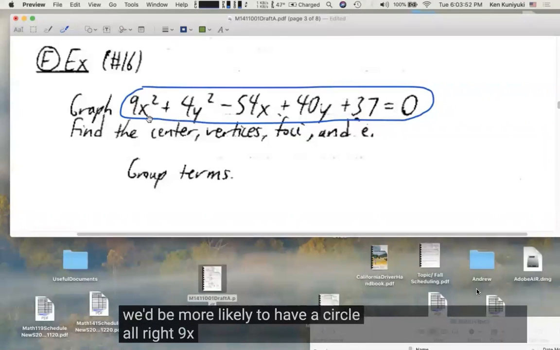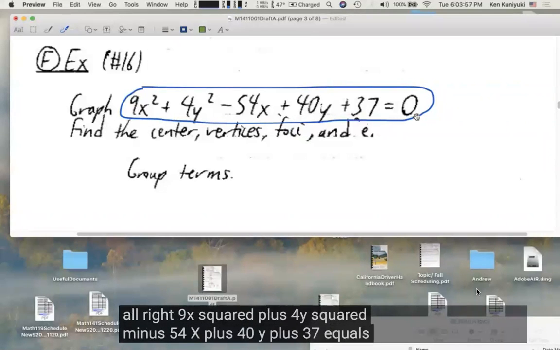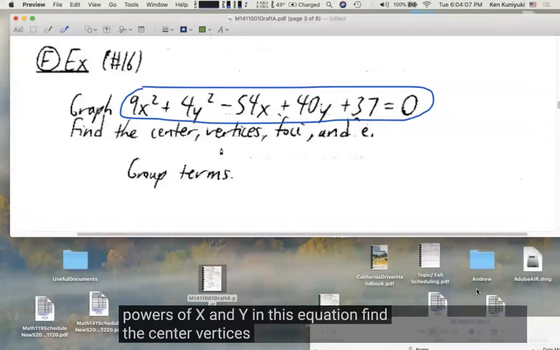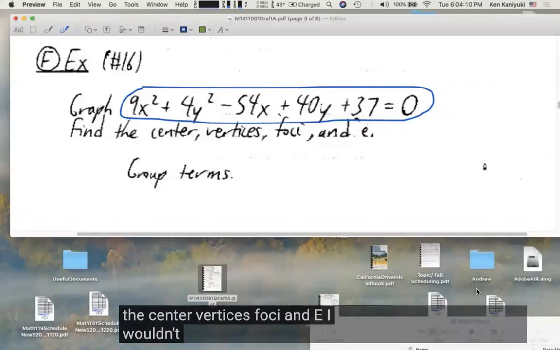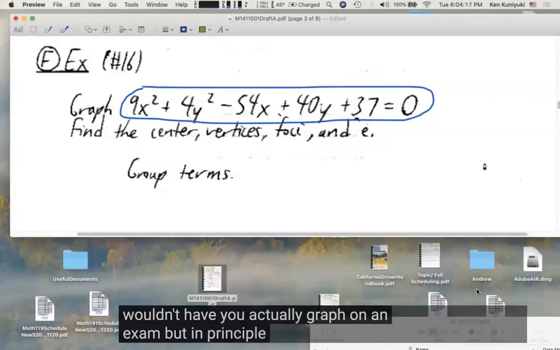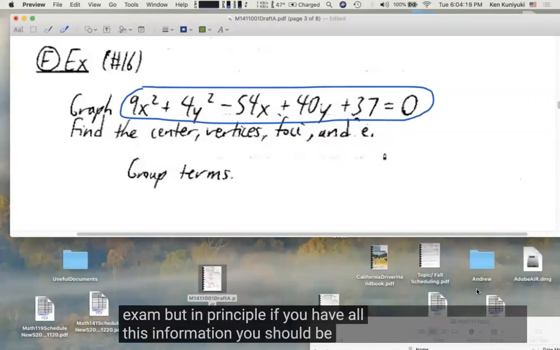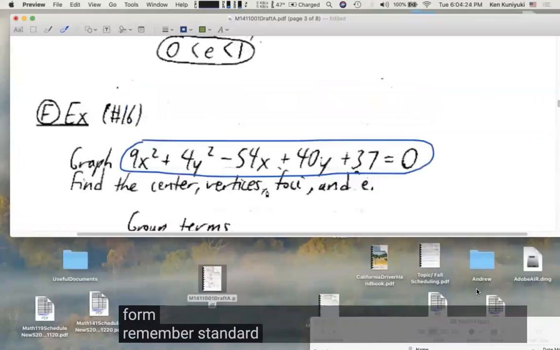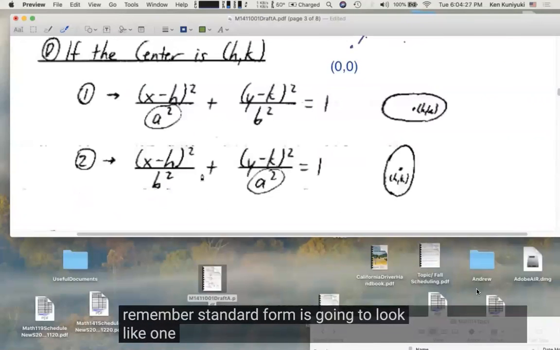All right, 9x squared plus 4y squared minus 54x plus 40y plus 37 equals 0. So x squared and y squared are the highest powers of x and y in this equation. Find the center, vertices, foci, and e. I wouldn't have you actually graph on an exam, but in principle, if you have all this information, you should be able to. Now, our first step to get to standard form, remember standard form is going to look like one of these guys, right?